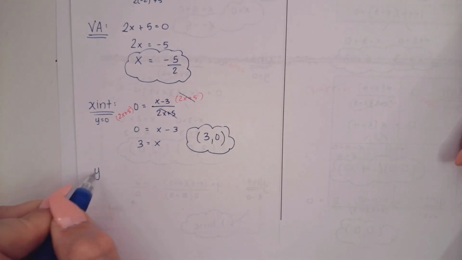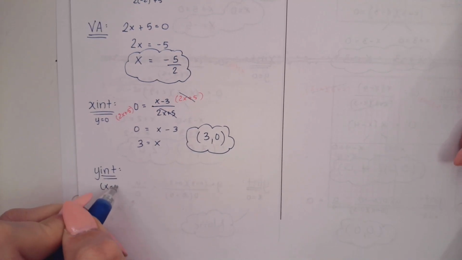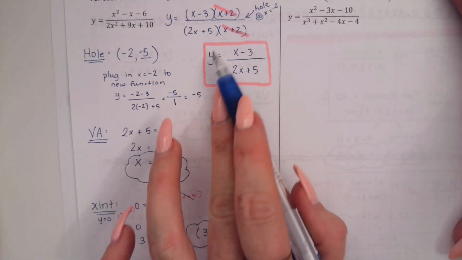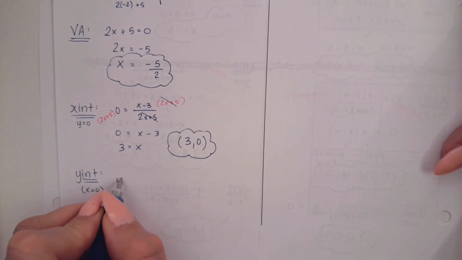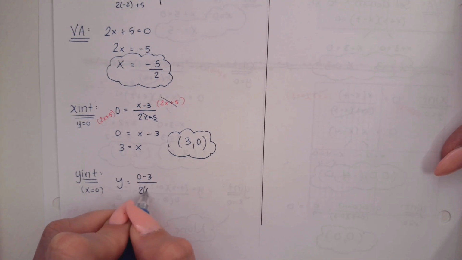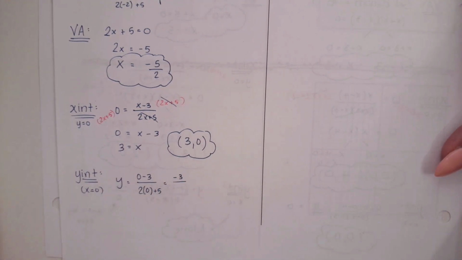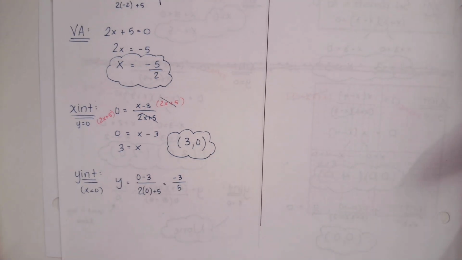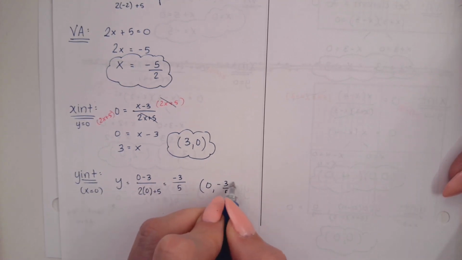Okay, and then lastly, my y-intercept is when x equals 0. This one we're going to plug in 0 for x, but remember we're plugging into the new and improved reduced function. So we'll have 0 subtract 3 over 2 times 0 plus 5, which is negative 3 over 5. And then we'll just write it as a point. What are we going to get? (0, -3/5). There it is.